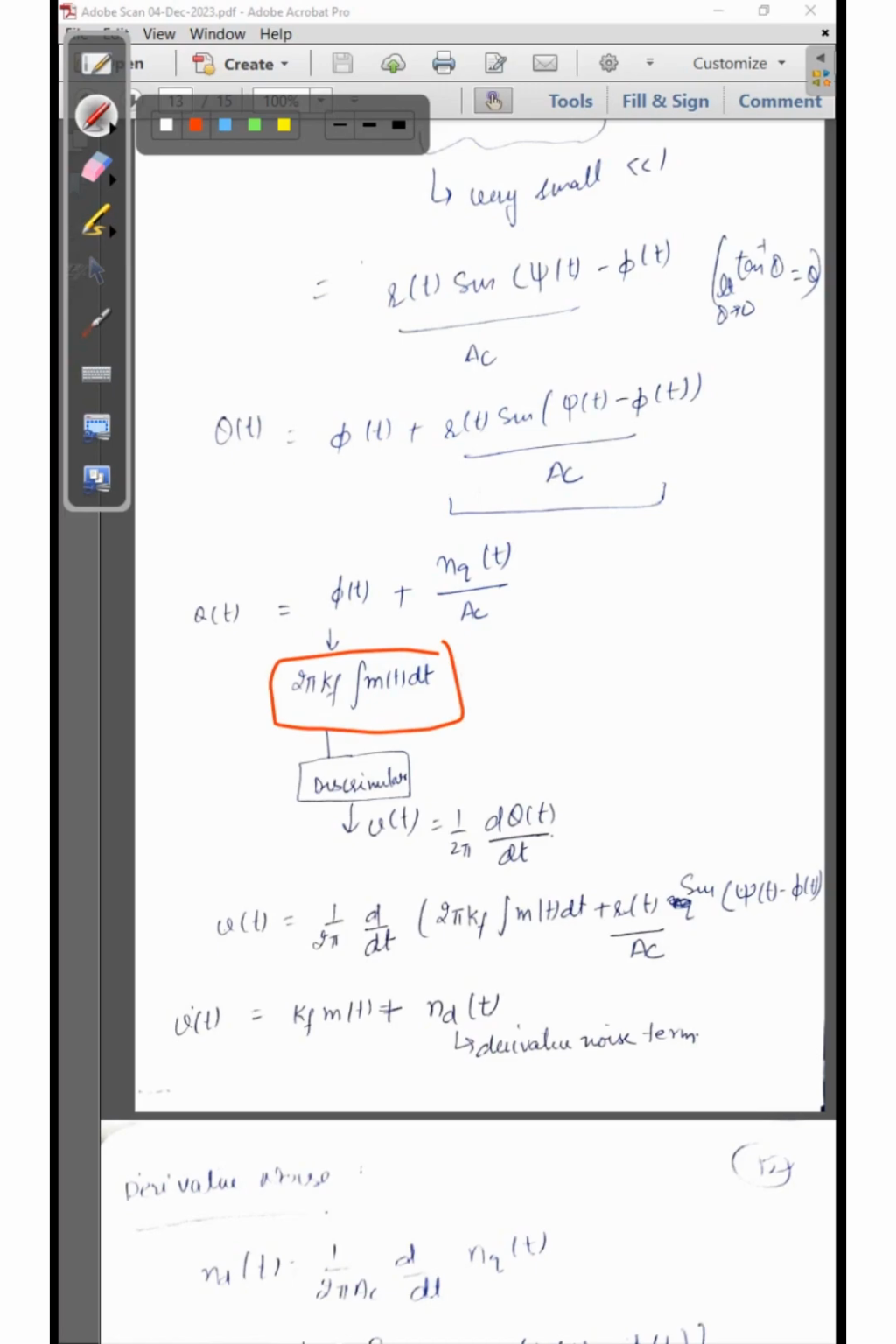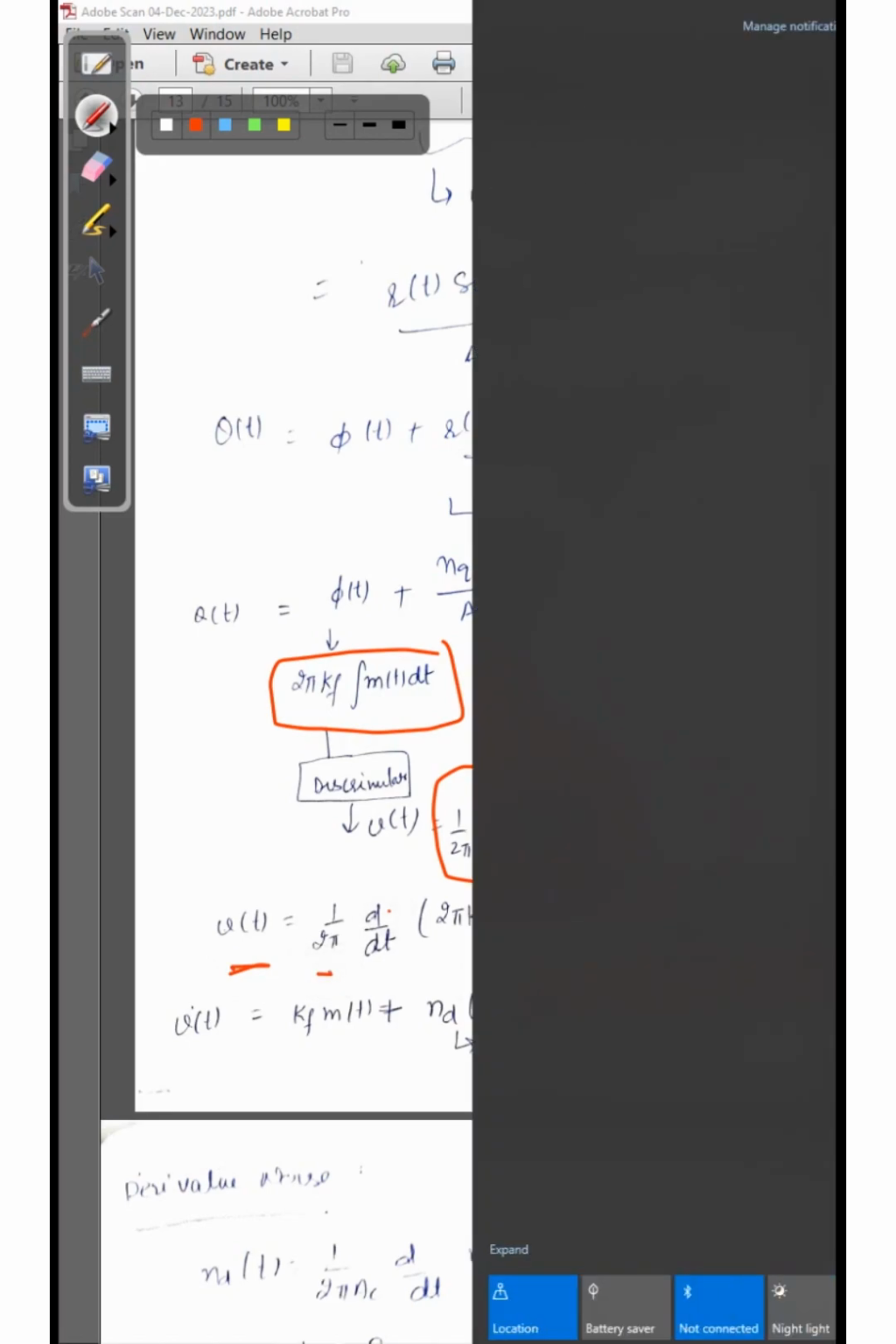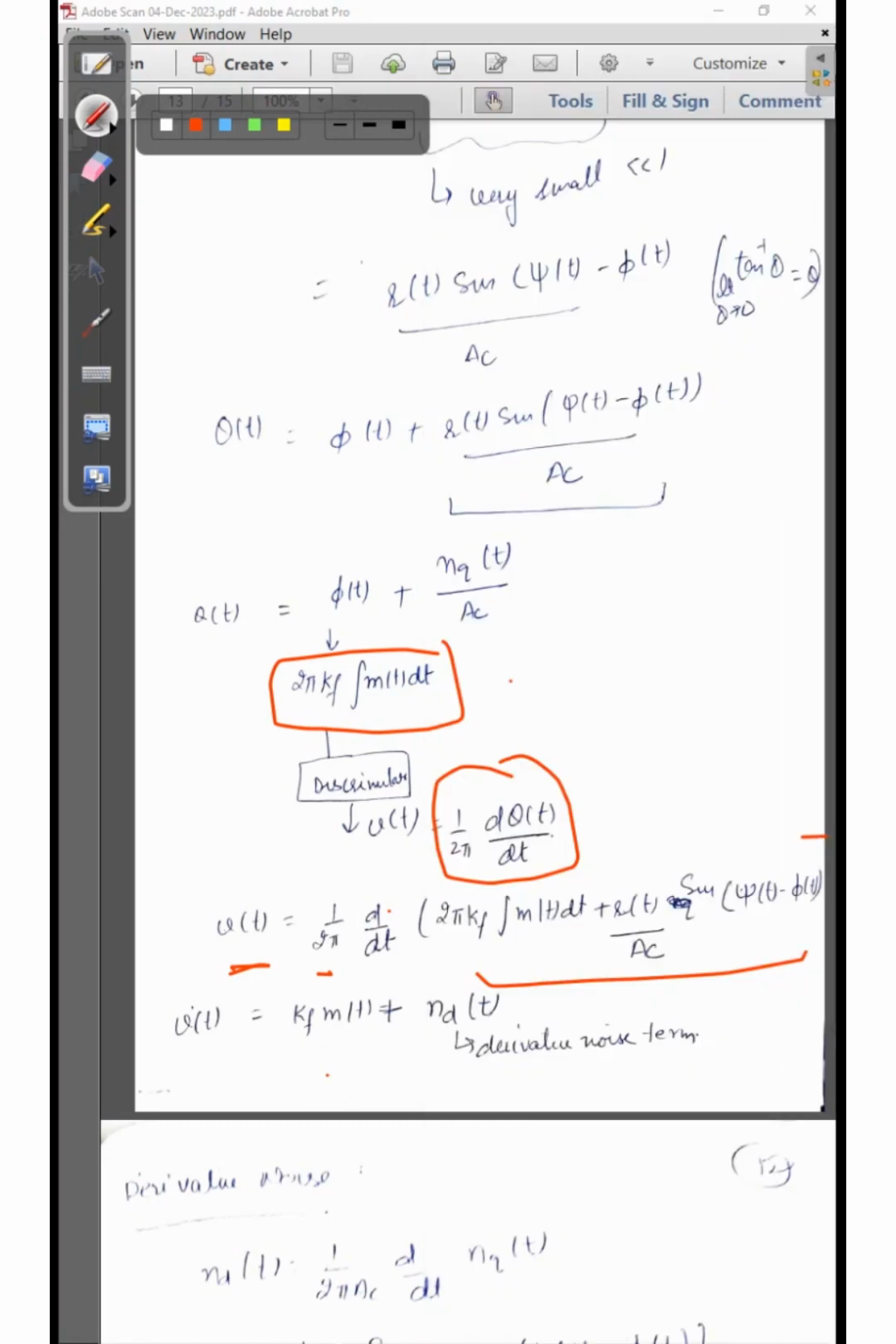V of t is integration of 1 by 2 pi d theta dt. Now my V of t would be 1 by 2 pi d by dt, this whole equation, correct? V of t becomes 1 by 2 pi, the 1 by 2 pi cancel out, kf m of t integration and differentiation, plus this factor which is assumed to be a derivative noise term nd of t. Now we have to see what this term is. Correct, friends?